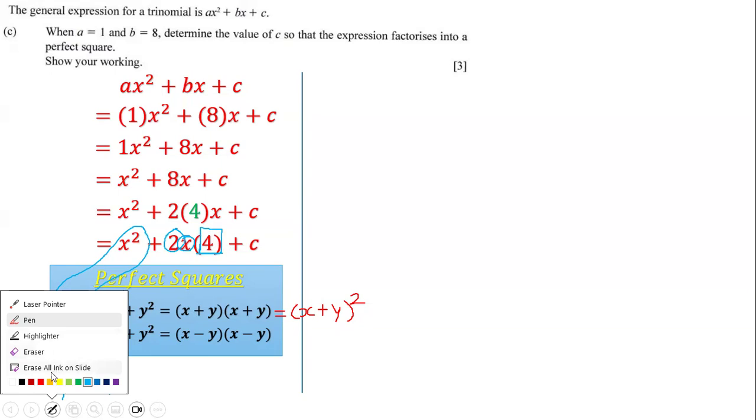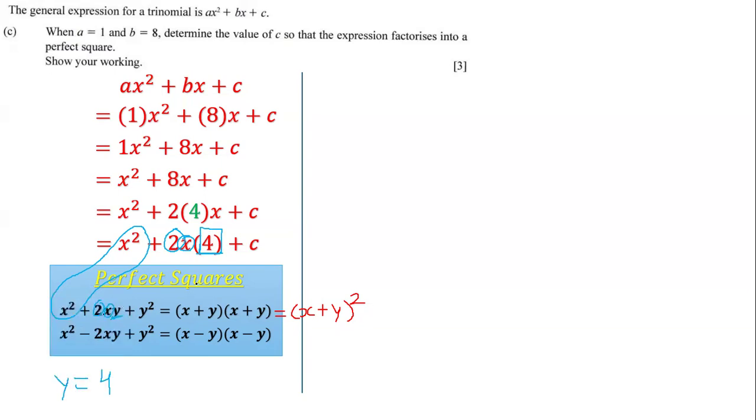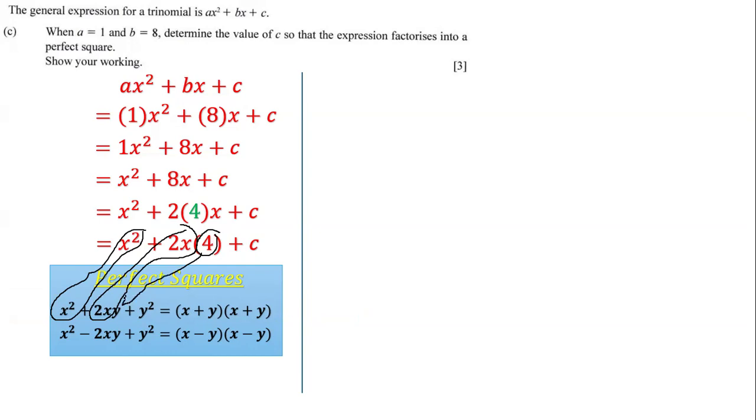But we also know, not only do we know that y is equal to 4, we also know that c is equal to y squared. So let's compare these things again. Let me erase our link. We have that x squared is equal to x squared, 2 is equal to 2, and x is equal to x. Then we have y is equal to 4, and then we have y squared is equal to c.